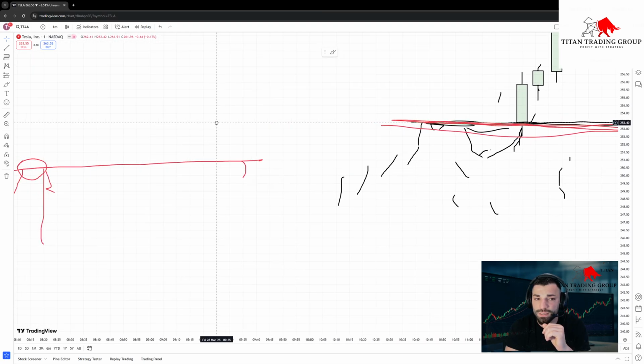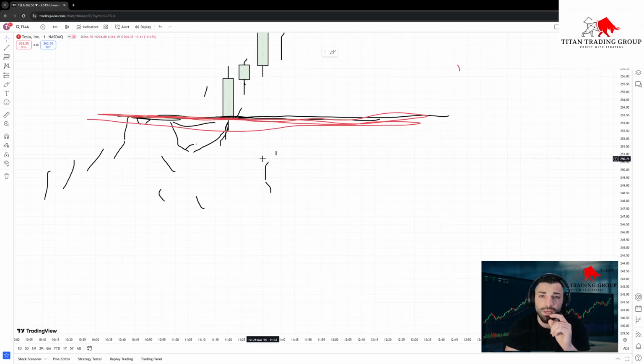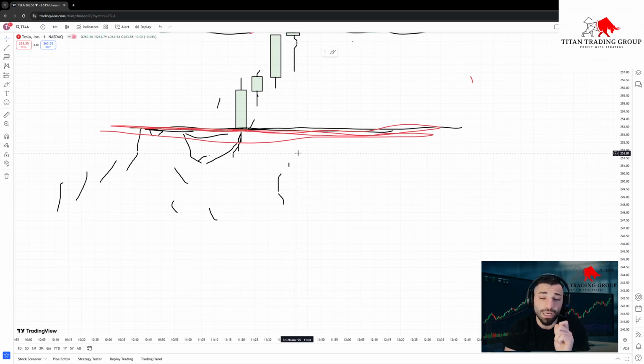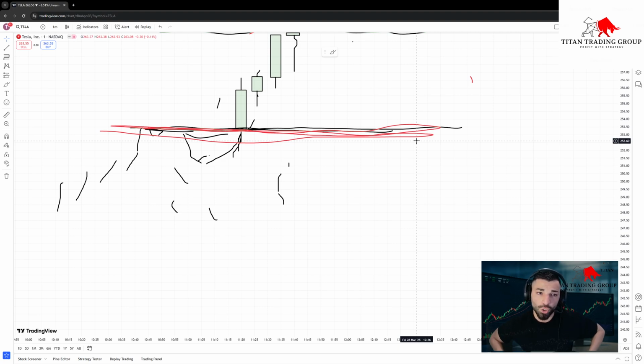Now we have this area as a resistance area. You notice that I don't call it a resistance and support line. I call it areas because it's not to the T. It's not going to be, okay, this resistance is at 251.35. No, I mean, there because when you're thinking of trading, people are placing buy and sell orders around these levels. Those levels are not going to be 100% accurate. So there might be like a dollar or 30 cent, 40 cent fluctuation depending on the stock's price, right?